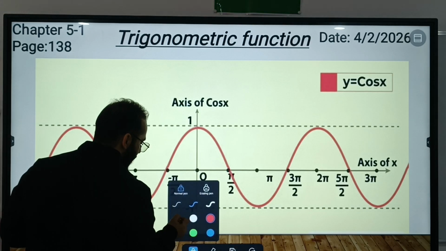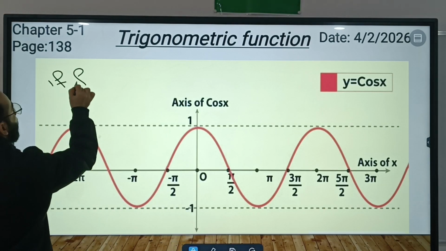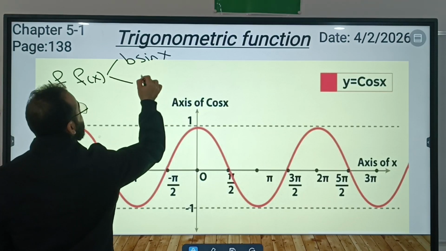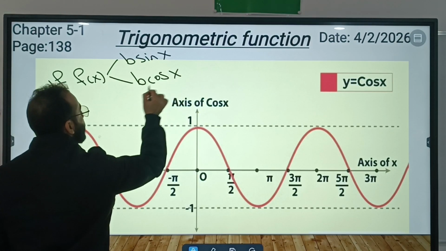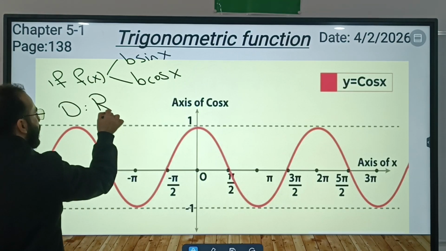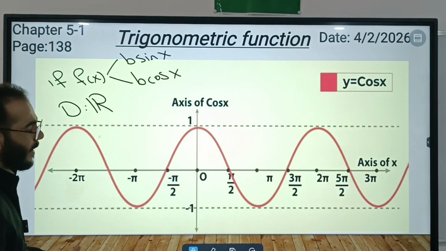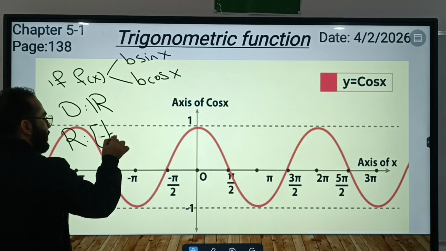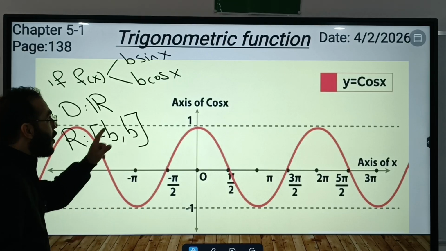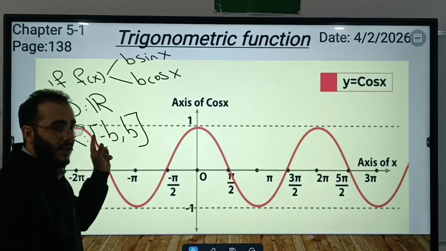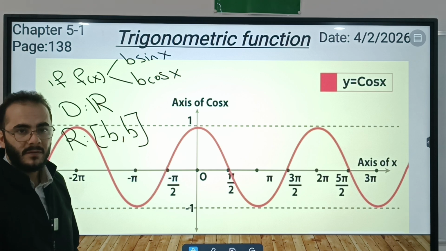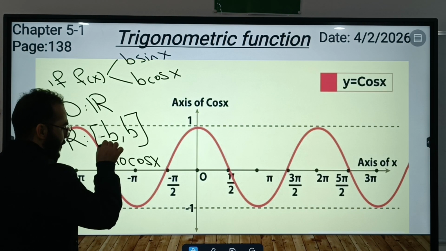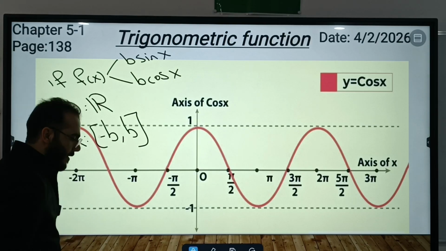Simply, we can say that if f of x equals either b sine x or b cosine x, then domain is always all the real numbers, don't change it. We have no problem with the domain of sine x and cosine x. But the range would be from -b to +b. Be careful. Whatever this b is, the range will be from the negative of that b to its positive. Imagine we have something like 10 cosine x. So the range would be from -10 to +10. Take care of this note.